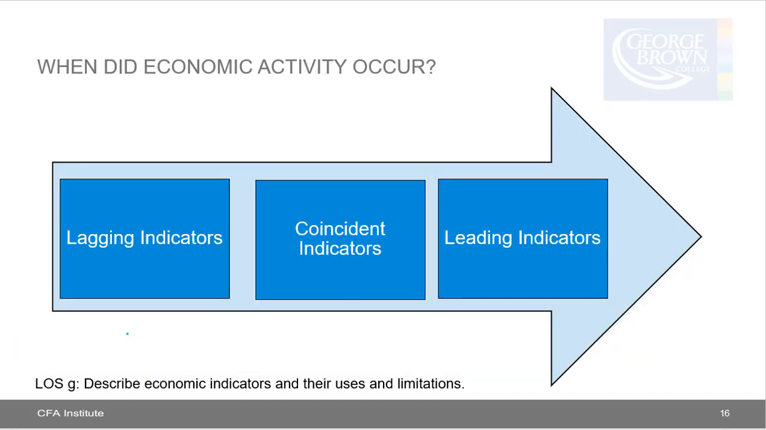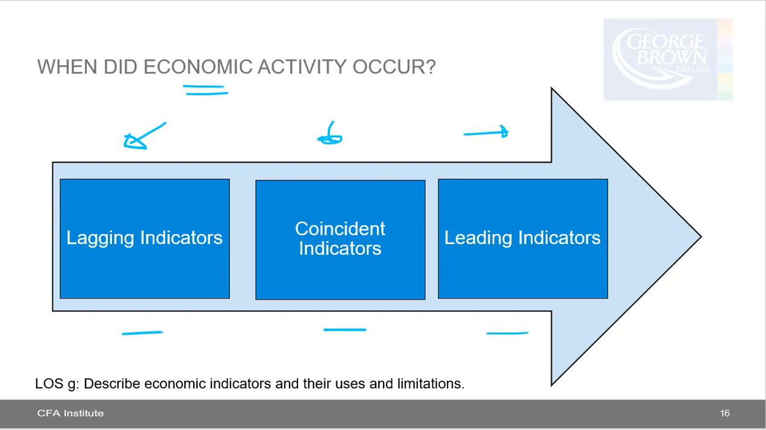Okay, this slide is quite important. It's talking about lagging indicators, coincident indicators, and leading indicators. So when we're looking at different economic indicators, we want to ask, when did the economic activity occur? So lagging indicators is looking in the past. Coincident indicators are looking at the present, and leading indicators is looking at the future.